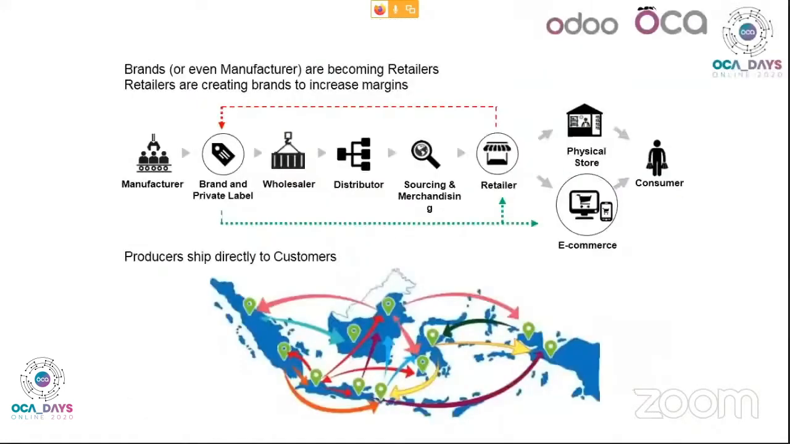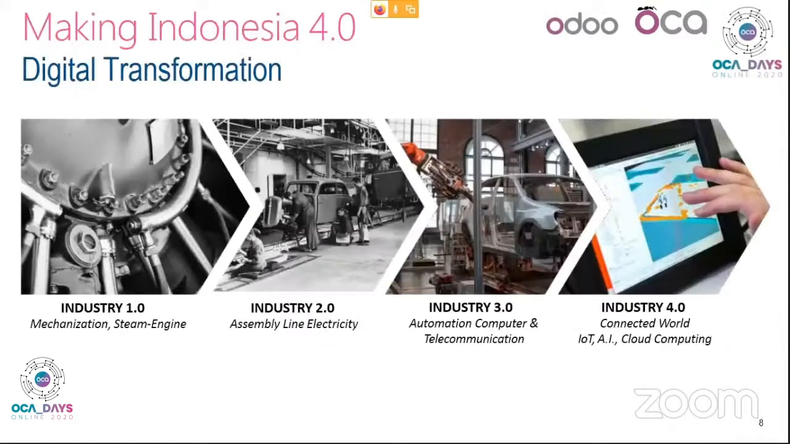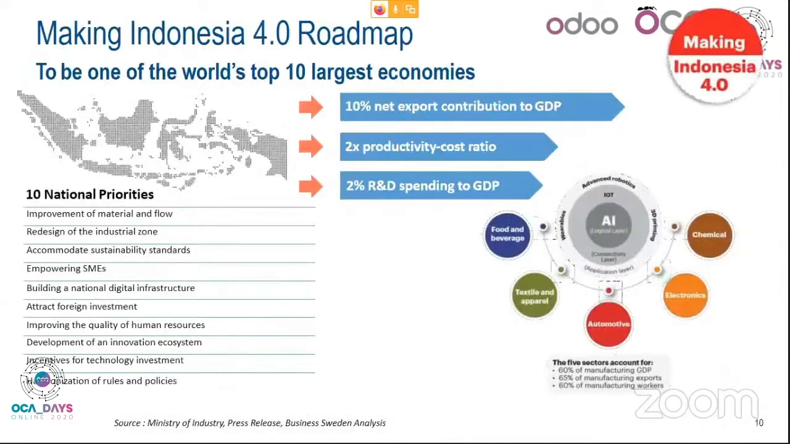Brand owners or manufacturers are becoming retailers, and retailers are creating brand images. The next is how the government prepares for making Indonesia ready for digital transformation and industry 1, 2, 3, and 4. Indonesia has a roadmap to be one of the world's top 10 largest economies. This is food, beverage, textile. What does it mean? It means ERP, enterprise resource planning.